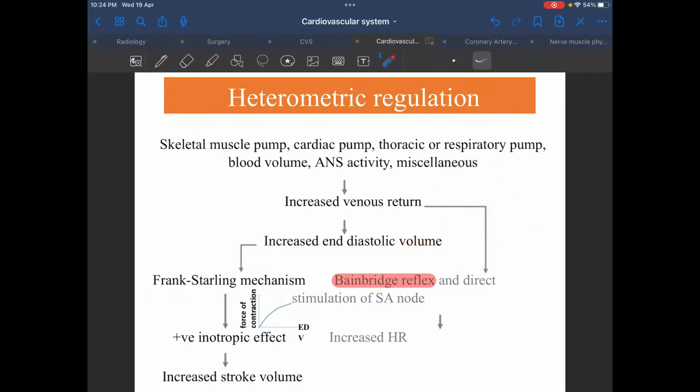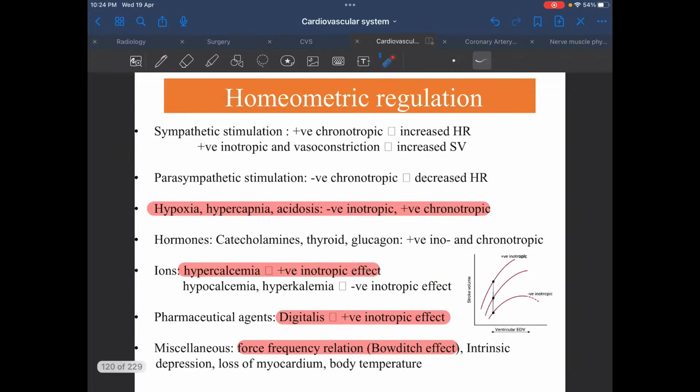The Frank-Starling mechanism. And that is why I'm calling it heterometric, because here the length of the muscle fiber is going to increase. So whatever is increasing the venous return is bound to be one cause of your heterometric regulation of your cardiac output. Okay? And what about the homeometric? It was mainly sympathetic stimulation, or it could be parasympathetic stimulation.